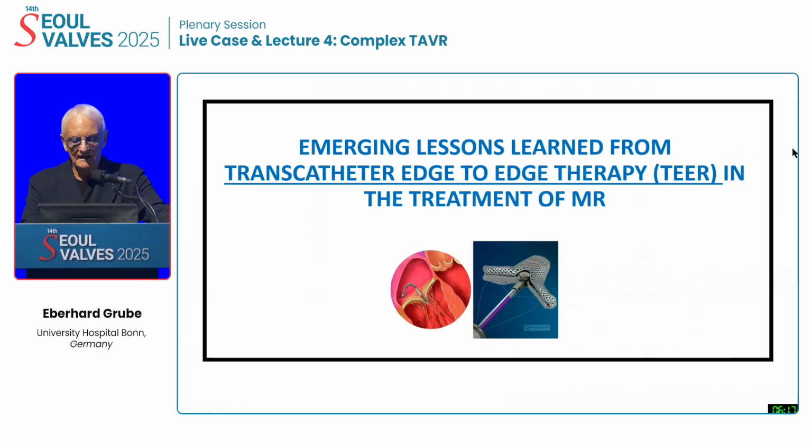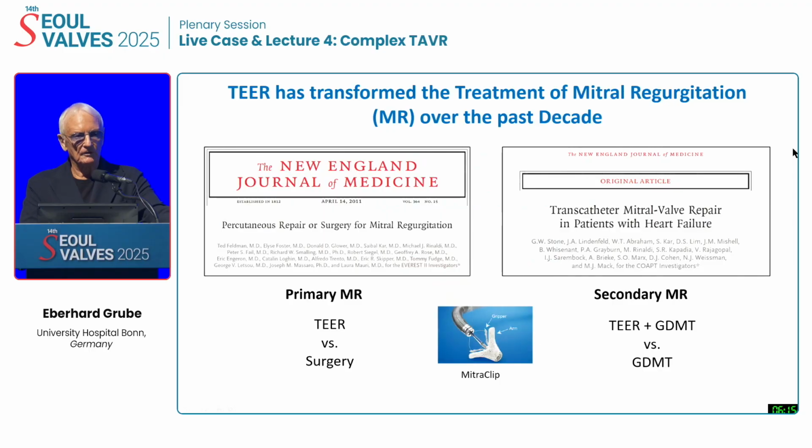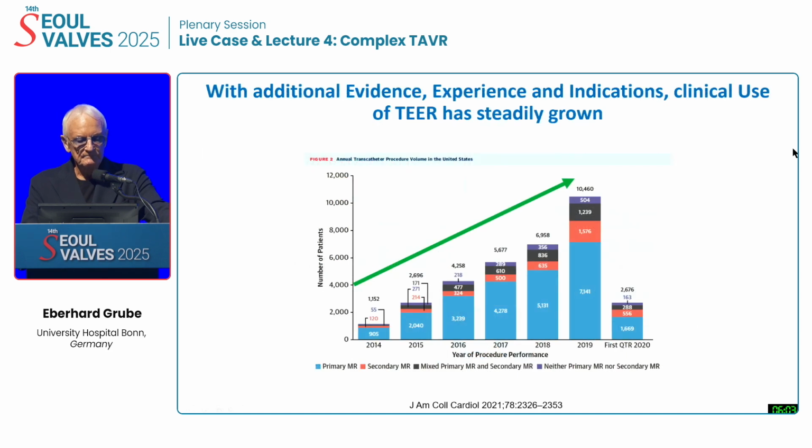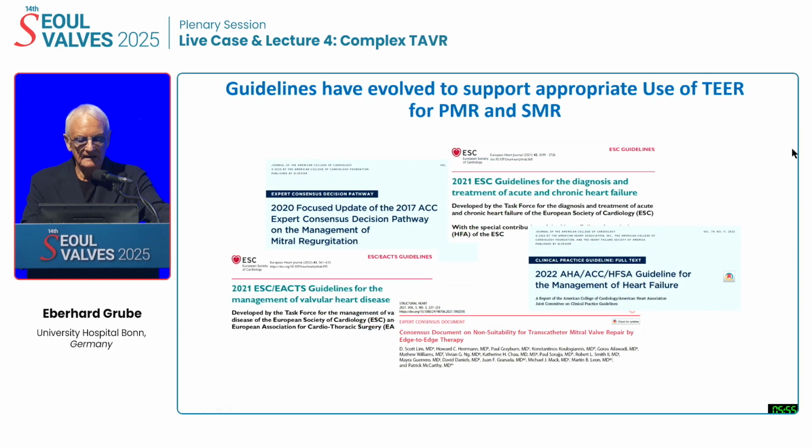The transcatheter edge-to-edge therapy obviously was an important step into treating mitral regurgitation. TEER has transformed the treatment of mitral regurgitation over the past decade, both for primary and secondary MR. With additional evidence, experience, and indications, the clinical use of TEER has steadily grown. Guidelines have evolved to support appropriate use of TEER for both PMR and SMR.